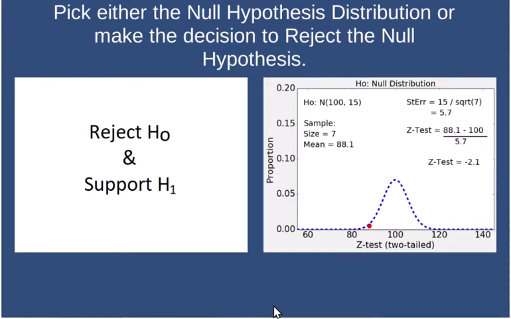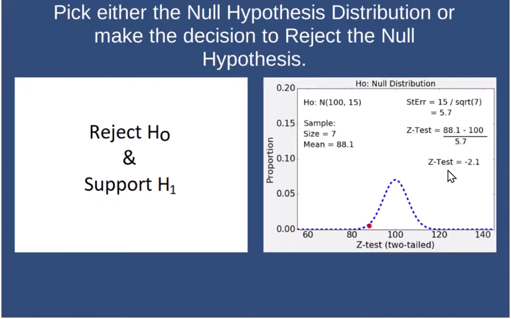Hello, this is a perceptual learning activity in our hypothesis testing module 10B. For this one, you can see that we have a fully worked out two-tailed z-test, where we start off with the null hypothesis distribution, a sample size and a sample mean. The standard error is calculated, the z-test is calculated, and then we actually have the z-test value. And everything up here is nice and it can help you with your learning.